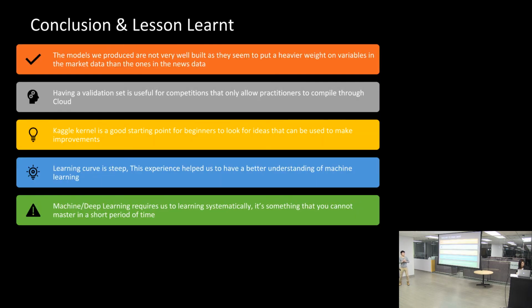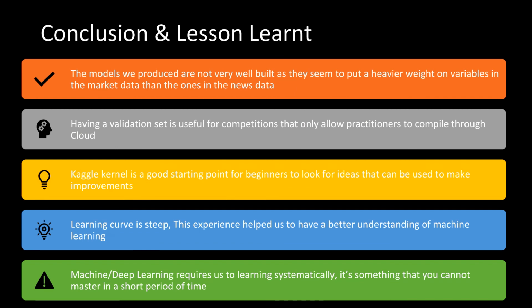The conclusion and lesson we learned from this competition is that the model we produced is, to be honest, not good, but I think it is good enough for a first-time practitioner on Kaggle. We also know that the model we built probably assigned heavy weight to the variables in the market data set instead of those in the news data, which caused us to have a higher public score in the second submission than in the first submission, which contained the news data.